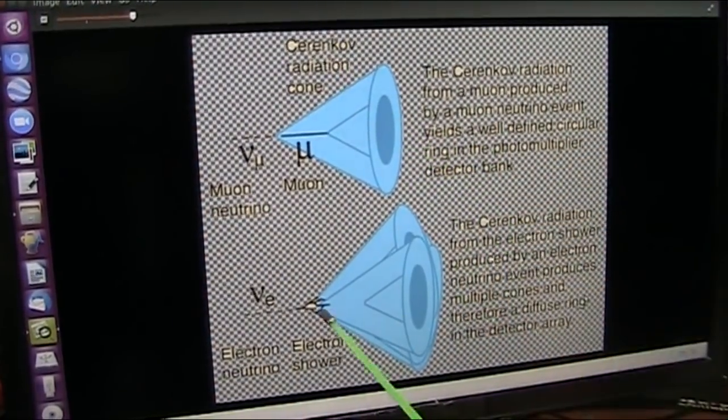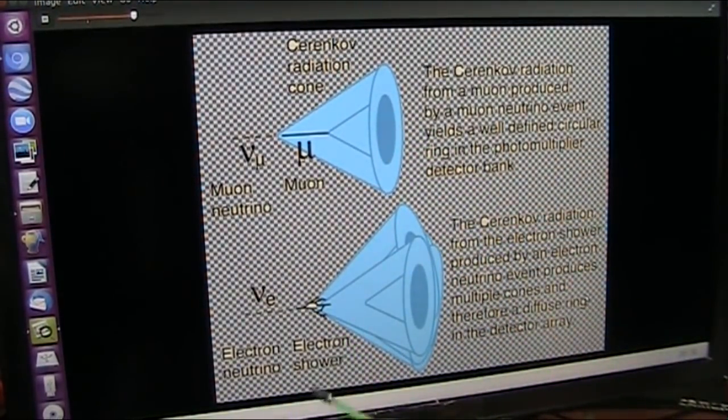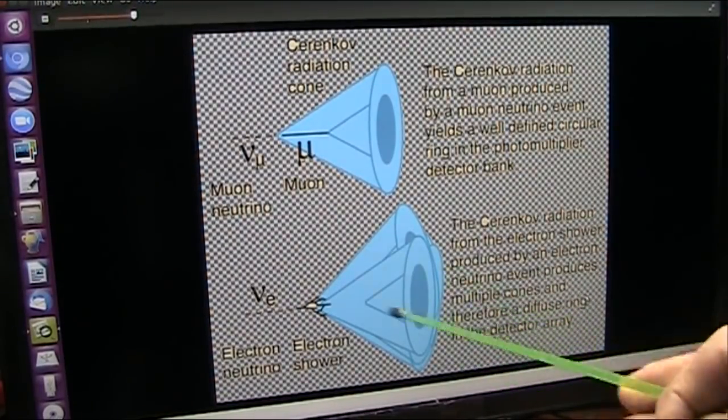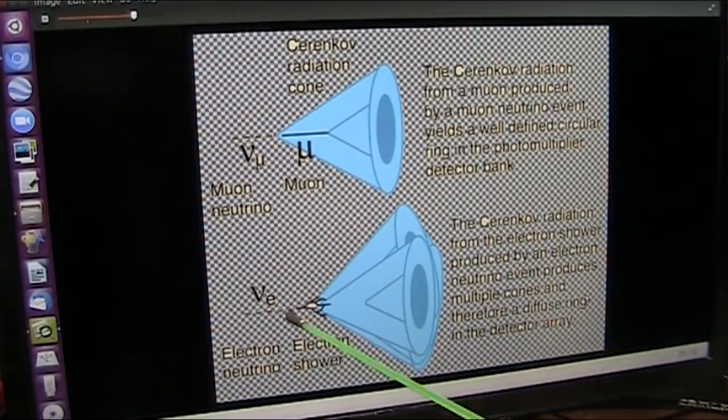It's Cherenkov. Anytime you get Cherenkov radiation, it's faster than it's, see right here, Cherenkov radiation from an electron shower produced by an electron neutrino event produces multiple cones, therefore a diffused ring in the detector array. Well, that's what we have, and we're showing that. It's quite obvious.